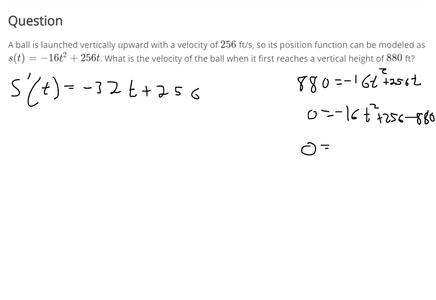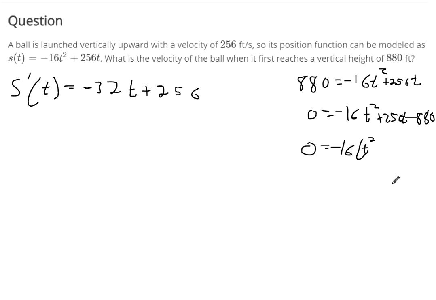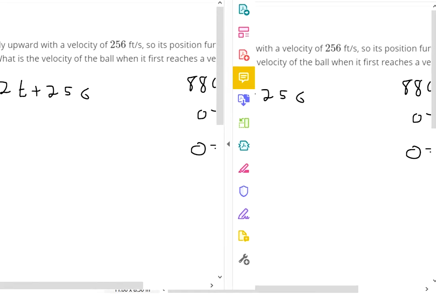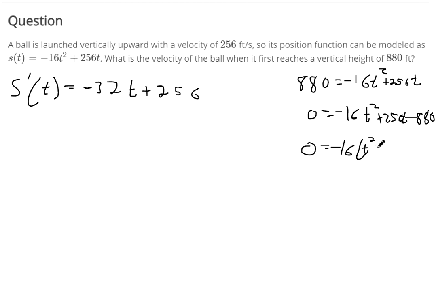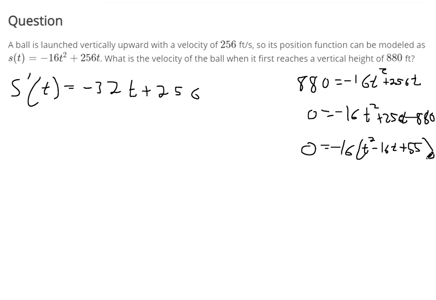And let's factor out negative 16 from everything to make the leading coefficient positive. So I'm dividing everything by negative 16, so that's going to switch all the signs. That gives t squared minus 16t, and then plus 80 divided by 16, that makes 55. So lucky guess that 16 was going to fit into 880.